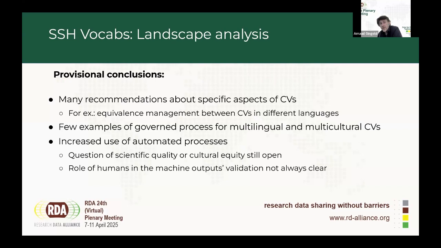And yes, the role of humans in the machine outputs validation is not always clear. I'm referring here to my own experience I mentioned before in this project Go Triple, where, for instance, I reviewed some results of the automated translated concept with some expertise in the SSH field, some expertise in linguistic fields, but not enough to cover all the challenges, all the questions precisely. But that's more or less the current setup, at least in the project.